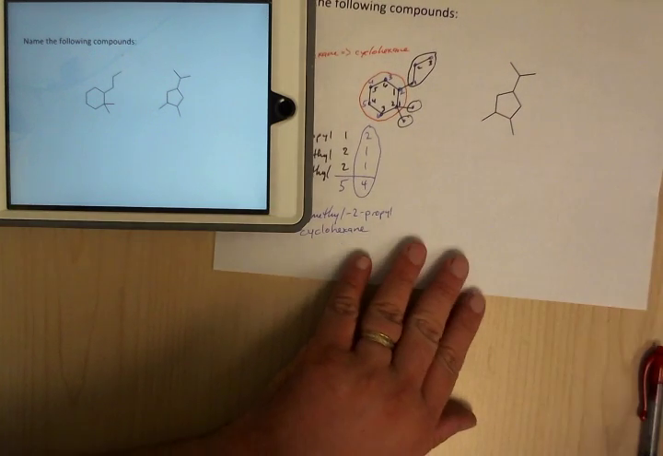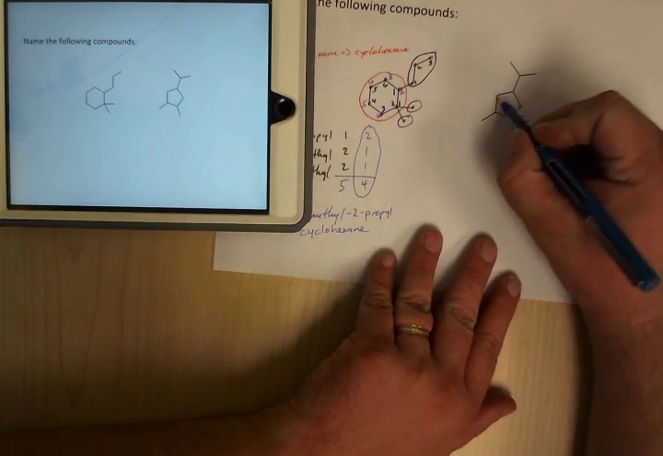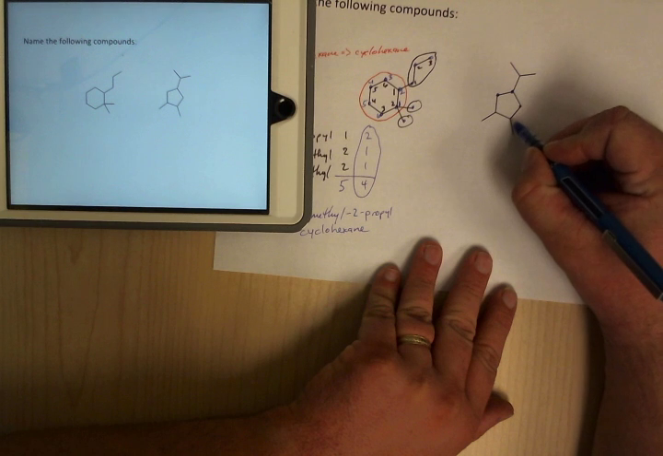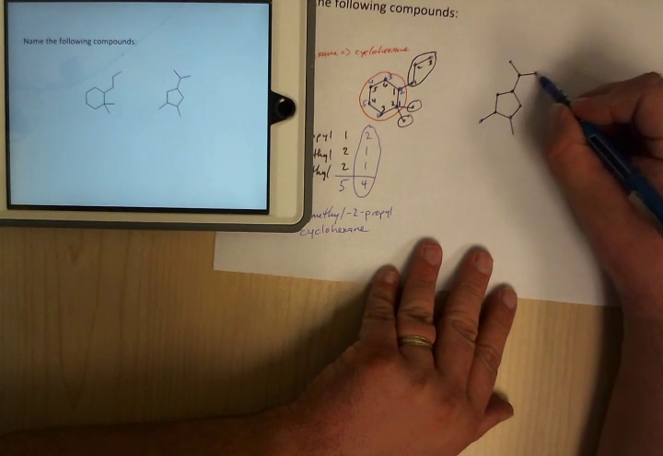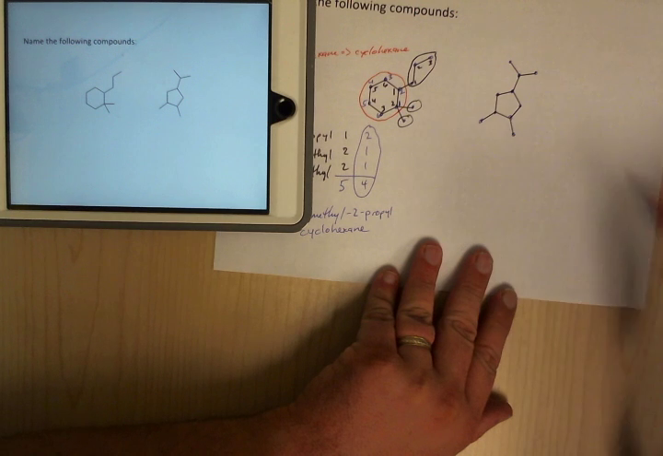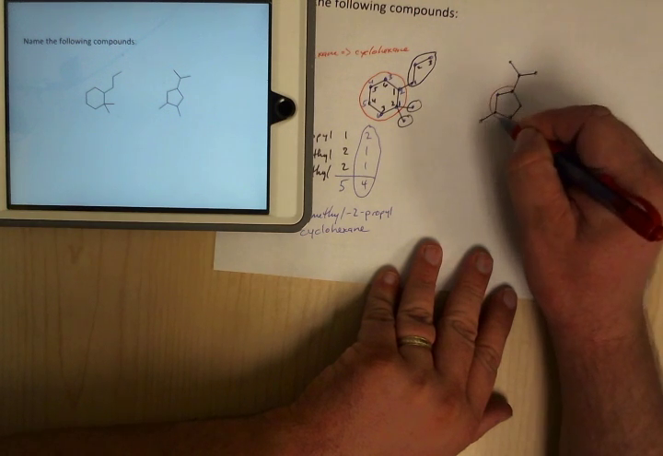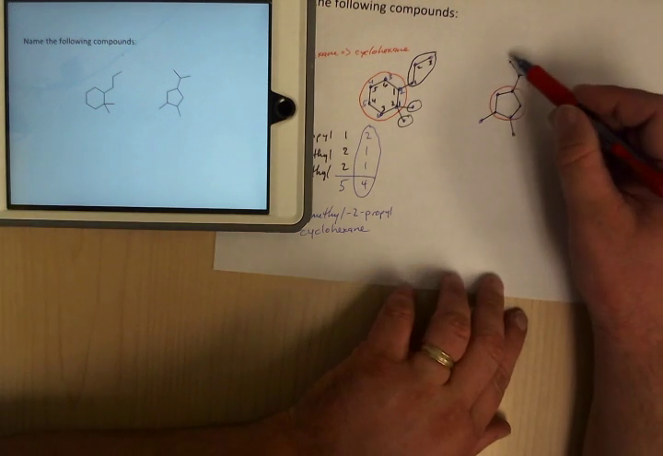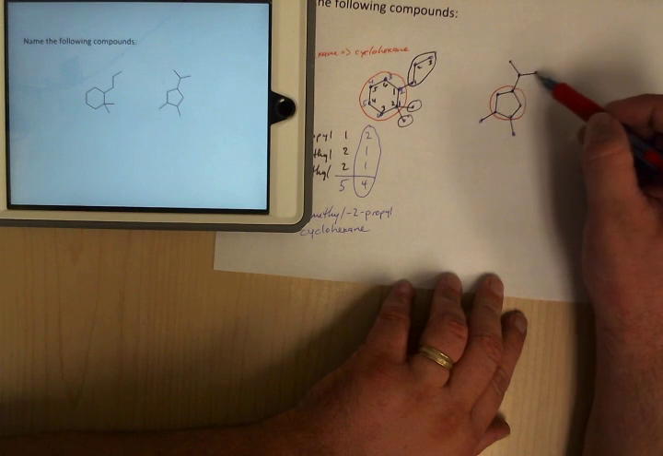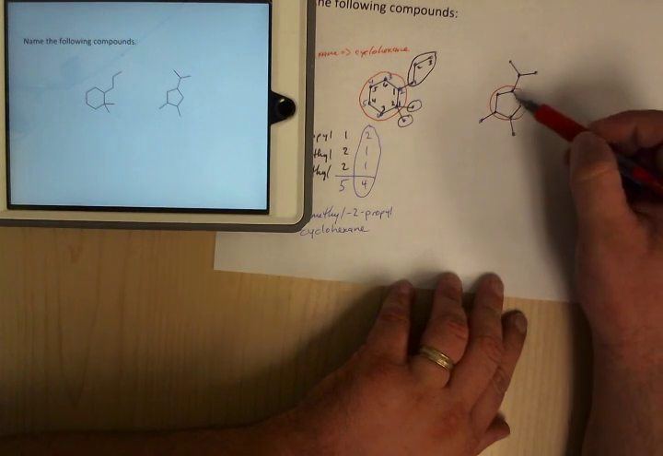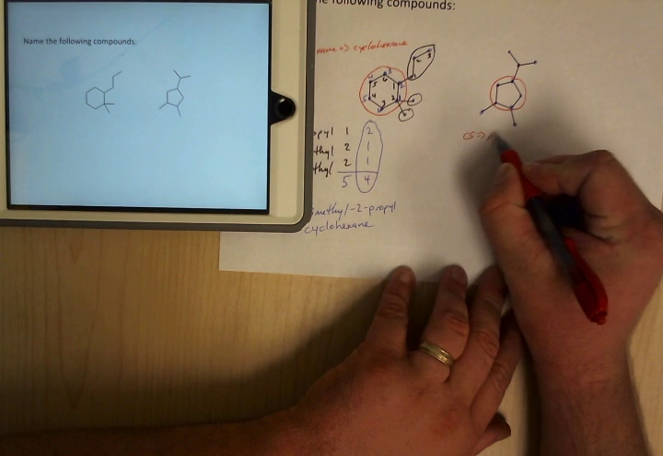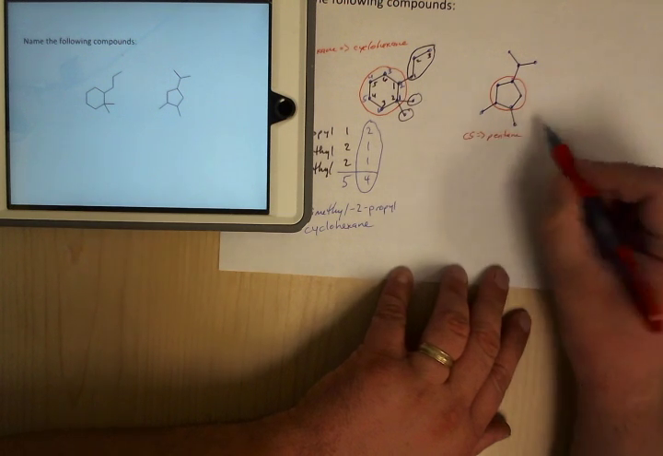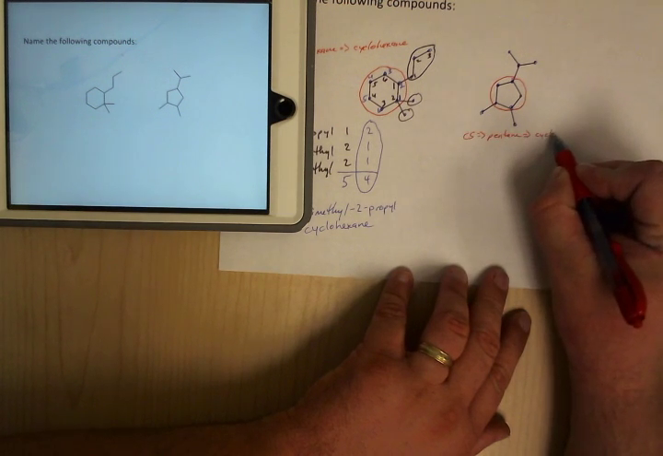Okay, so the other one here, again, go ahead and put in your dots. It never hurts, especially when you're starting out. So we have this 5-membered ring here. The longest straight chain is this one here. It's a 3, and it's a 3 either way, so it's going to be this one here. So this is going to be C5, which would normally be pentane. But because it's a ring, we're going to say cyclopentane.